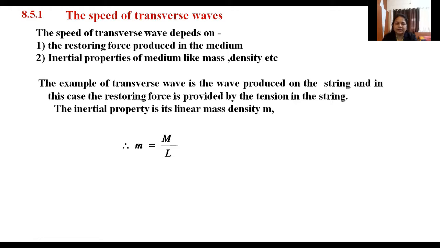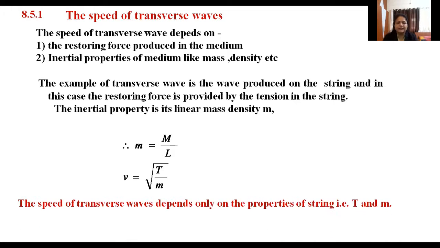So the linear mass density small m can be given as M upon L, where L is the length of the string, and hence we can give V is equal to root T upon M. This is the speed of transverse wave, and we need not derive this equation because this is out of your syllabus. याचं डेरिवेशन तुम्हाला एक्झाममध्ये काही विचारलं जाणार नाही, कारण की तुमच्या सिलेबसच्या बाहेरचं आहे. सो V is equal to root T by M is the final derivation for the speed of transverse wave.